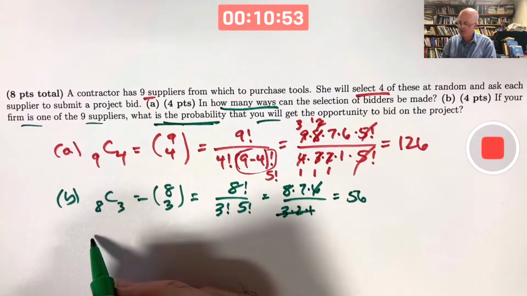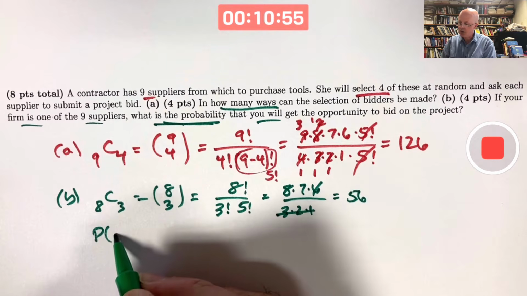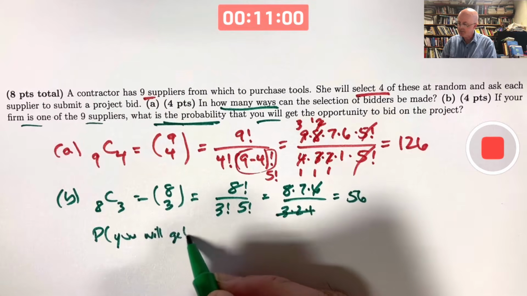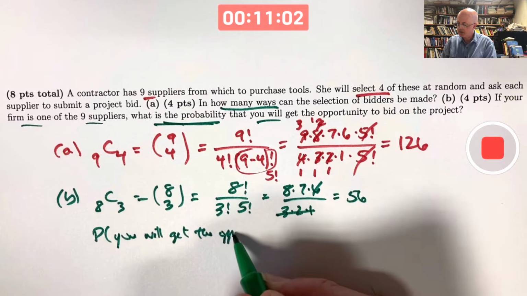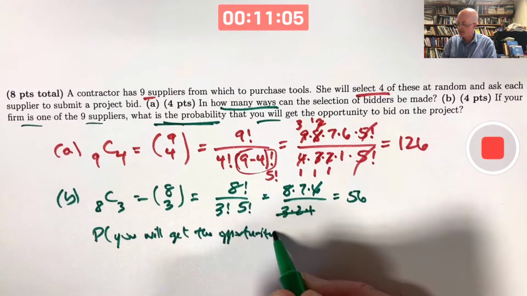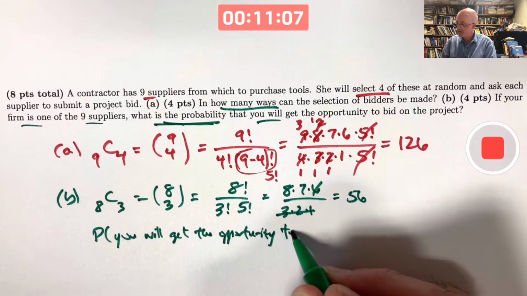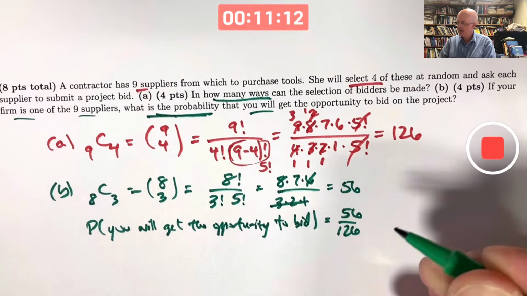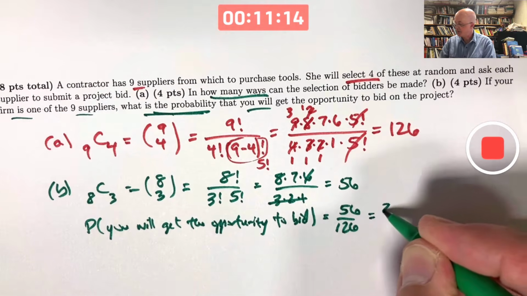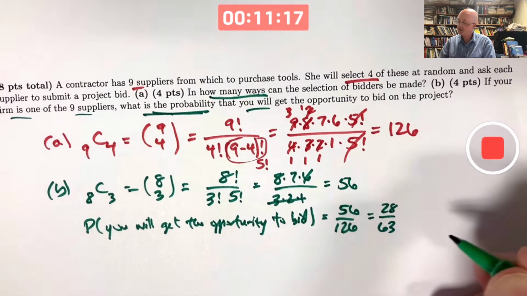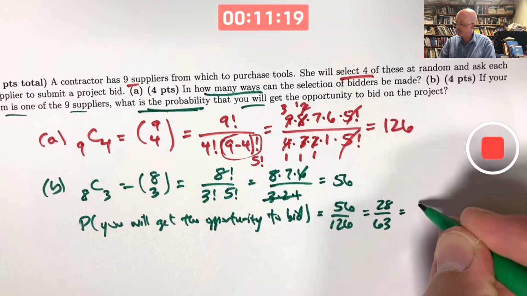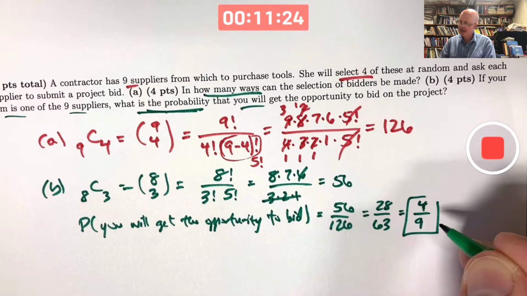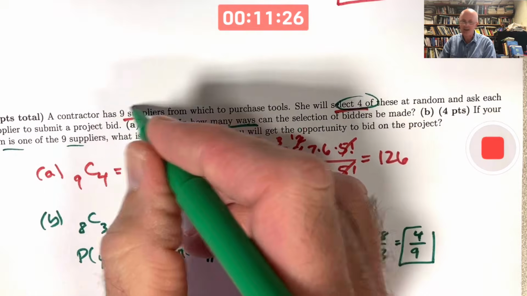one of them, and therefore the probability that you will get the opportunity to bid looks like it's the ratio, assuming these are equally likely, 56 divided by 126. That's the same as 28 divided by 63. Both of those are divisible by 7. That's the same as 4/9. And look at that, 4/9, that's the same as the number selected divided by the number of suppliers.